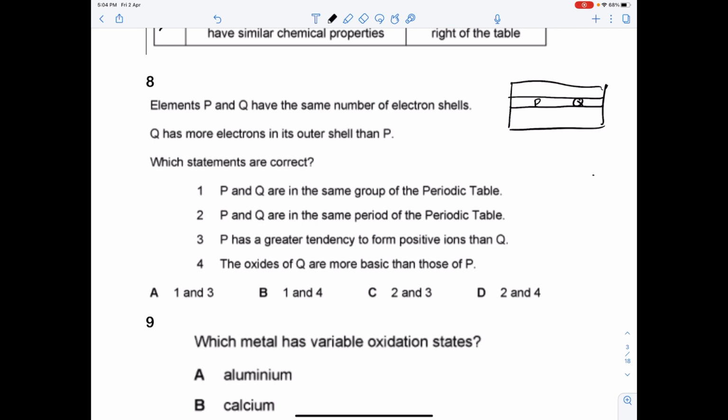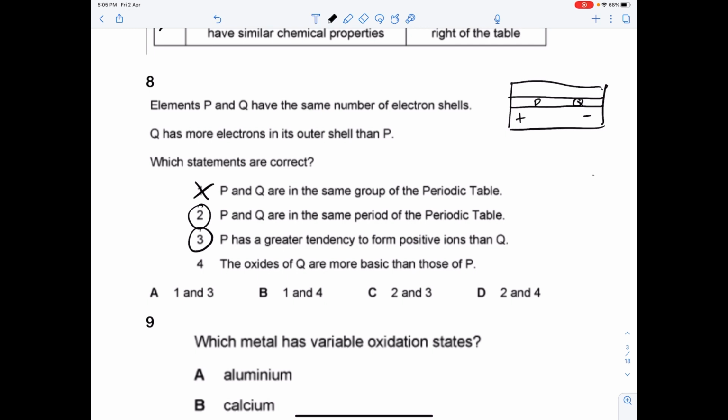So P and Q are in the same group of the periodic table. No, they're not, but they are in the same period. P has a greater tendency to form positive ions than Q. Yes, because it's more towards the metal side. Metals form positive ions and non-metals form negative ions.